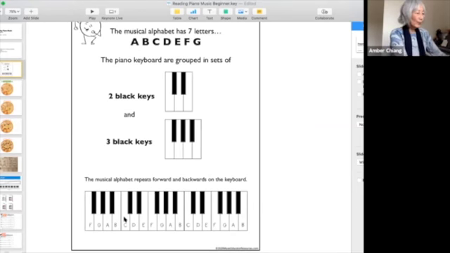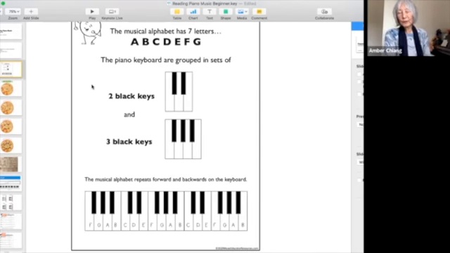Let's do one more. So we're going to start on E. We're going to go down a second, then we're going to go up a fourth, and then we're going to go down a third. So the next thing we're going to talk about is learning the notes.